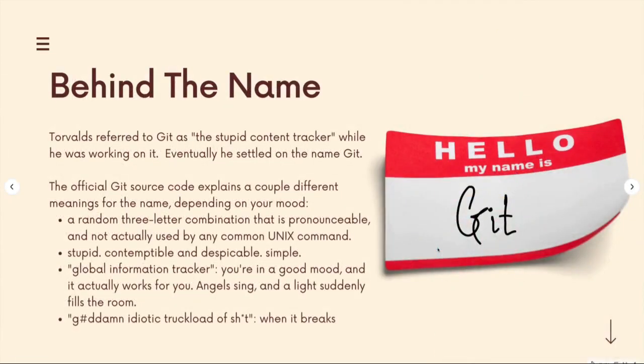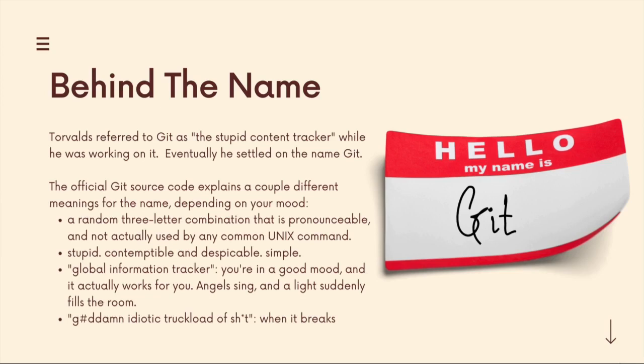Now, one interesting note is about the naming, the name Git. In development, Linus Torvalds referred to Git as the stupid content tracker, just as his own personal name, but eventually he settled on the name Git, and according to the official source code for Git, you can view this online, there are a couple of explanations for the meaning of the name Git, depending on your mood. So it's either a random 3-letter combination that is pronounceable, that's always good, and not actually used by any common Unix command, okay. The second option of the meaning of Git is stupid, contemptible, and despicable, simple.